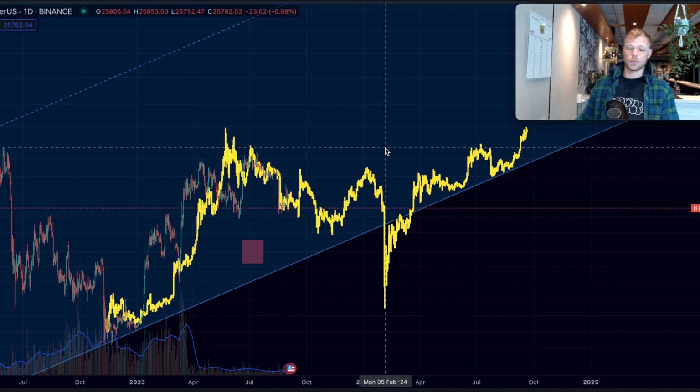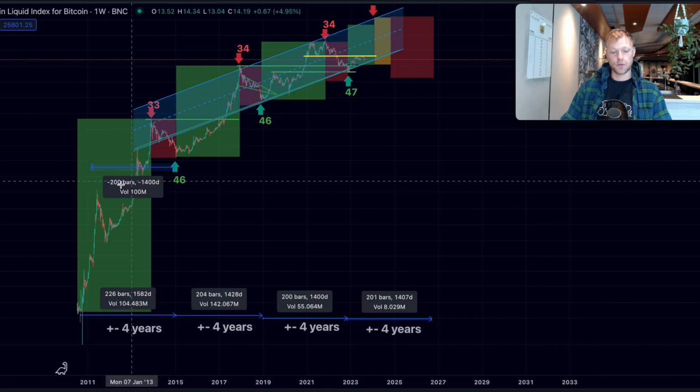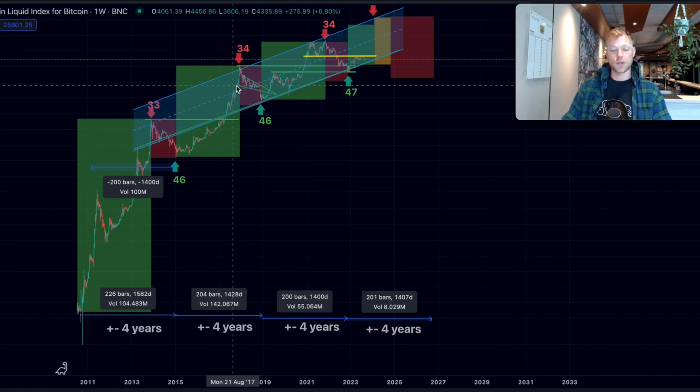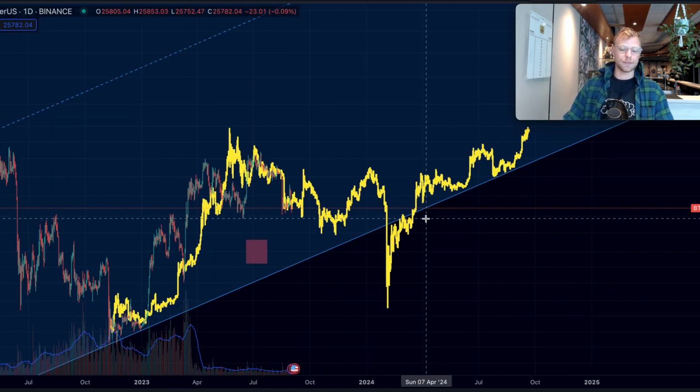Are we going to do something similar? Well, if we would follow a regular 4-year cycle, which we can see in this chart, 3 years up, 1 year down, 3 years up, 1 year down, then it is definitely possible that we are going to do something similar to 2019.